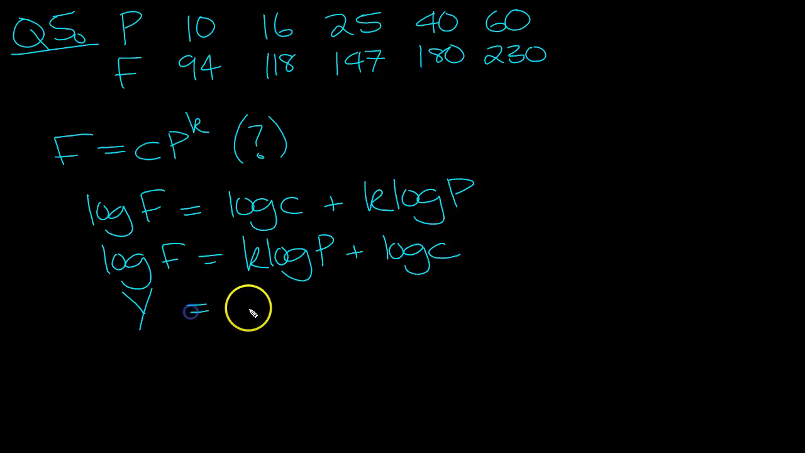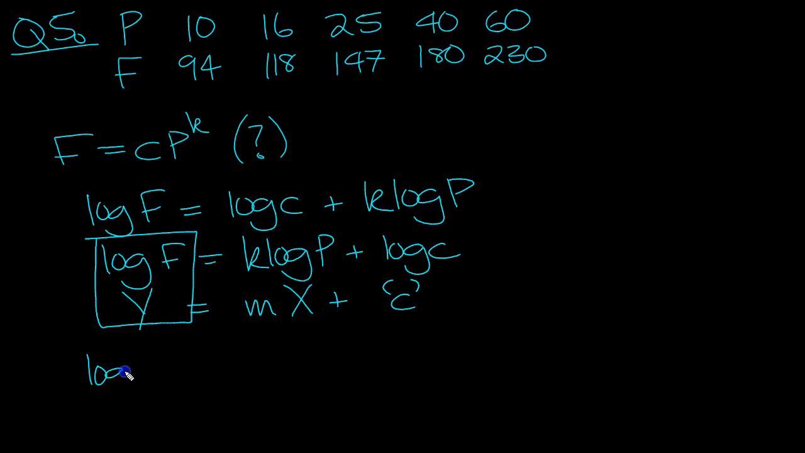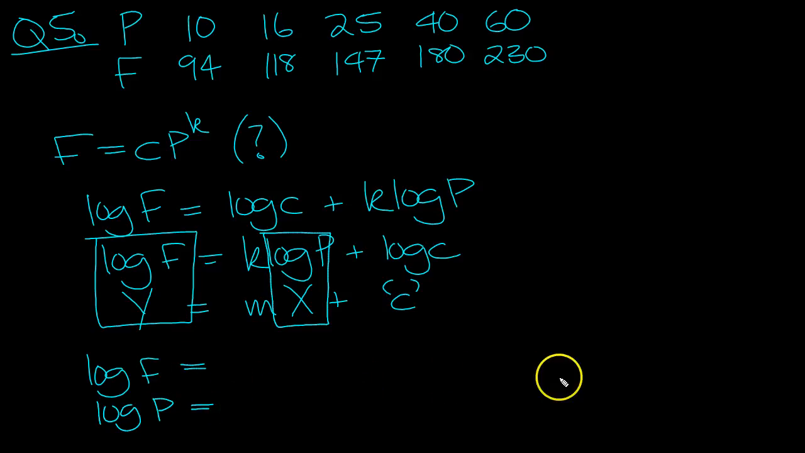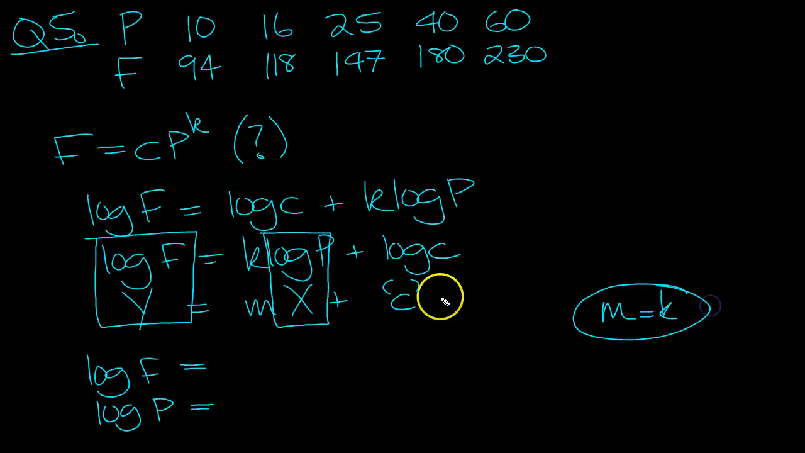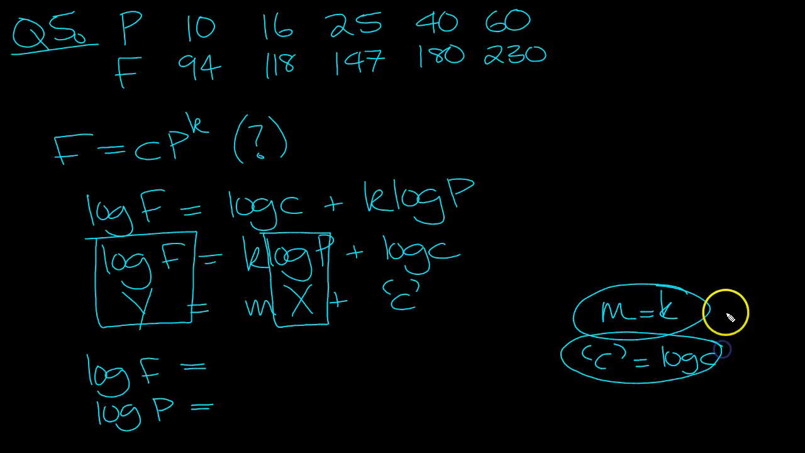And if we compare that with y equals mx plus c, then we can read off the correspondences. We need to plot log f against log p here and get these data points. Log p will be the x-axis, log f will be the y, and in that case the gradient m will be the value of k, and the intercept c will be the value log c here in this case.